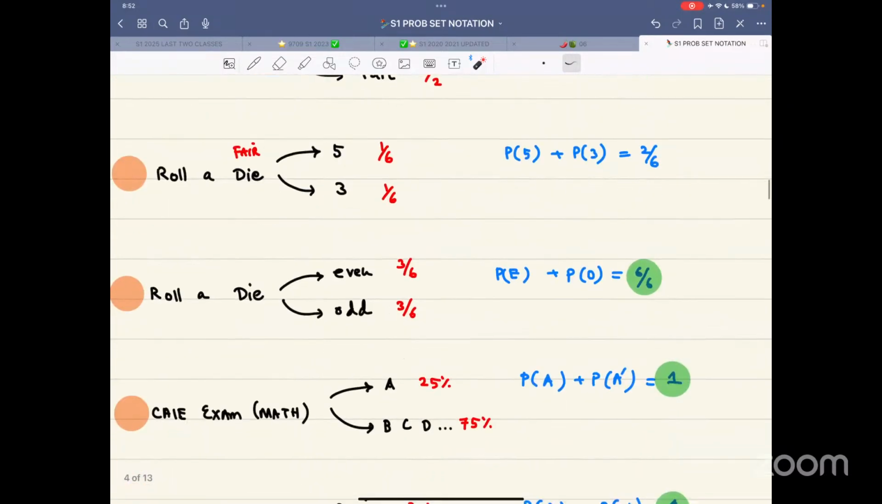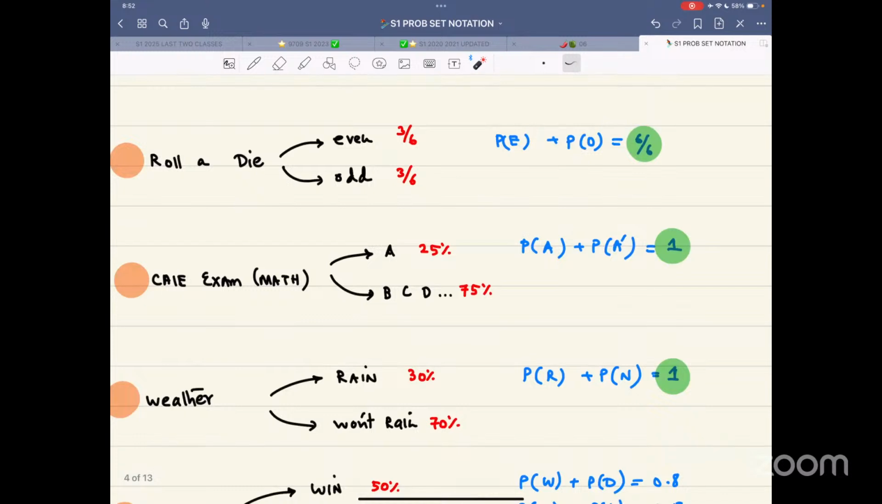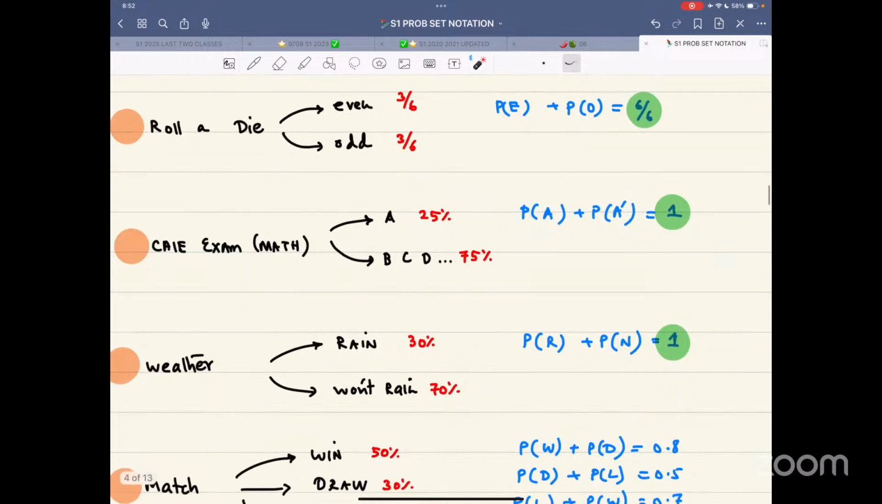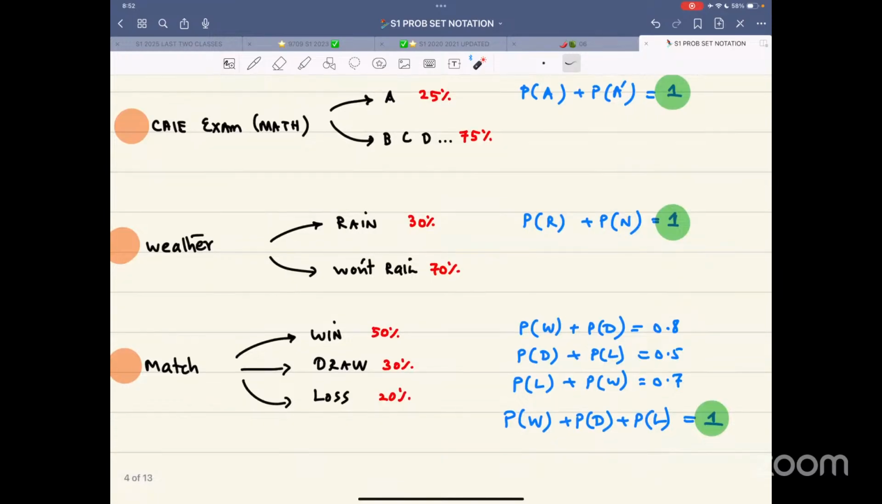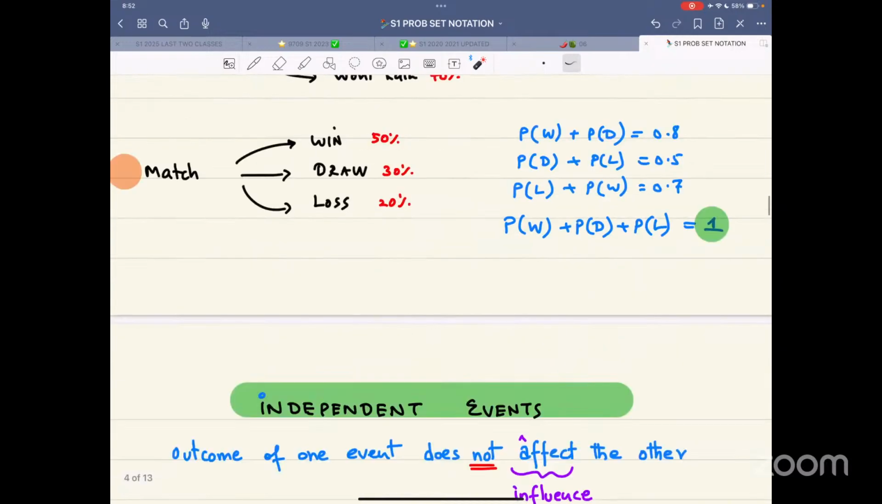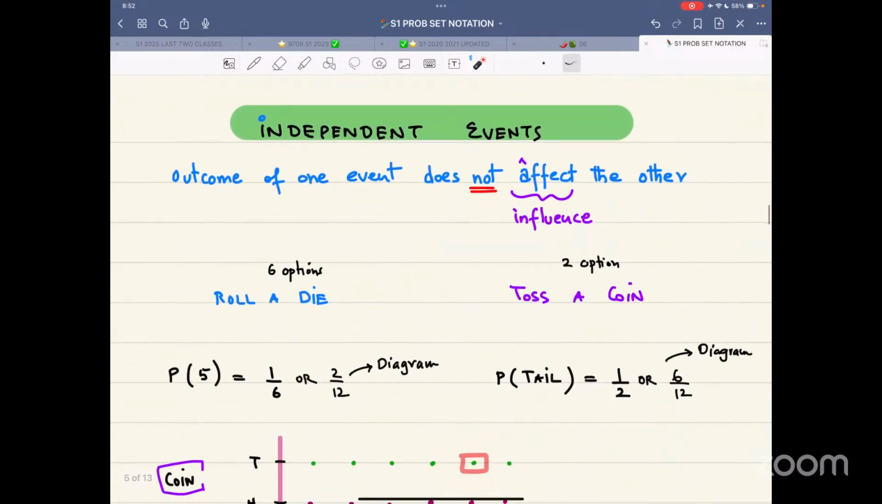Roll a fair die, you get a 5 or a 3. Roll a die, you get an even or an odd. In the exam, you will get your A or not an A, God forbid. You will, inshallah, get your A's. Weather: rain versus no rain. Match: win, draw or loss. So these are all examples of mutually exclusive events.